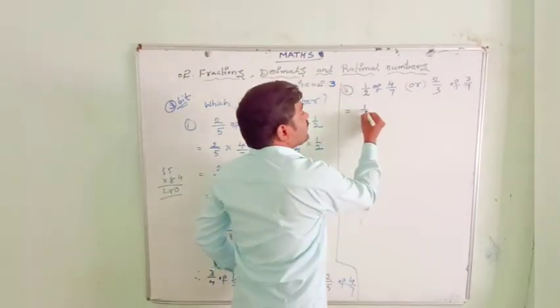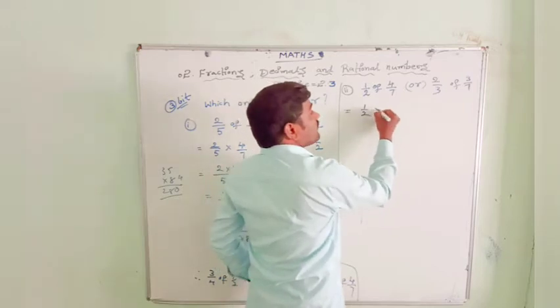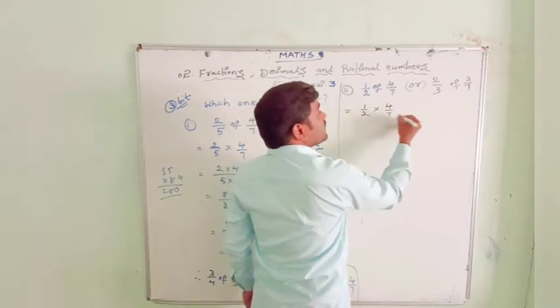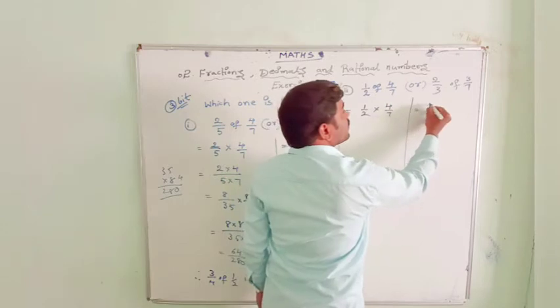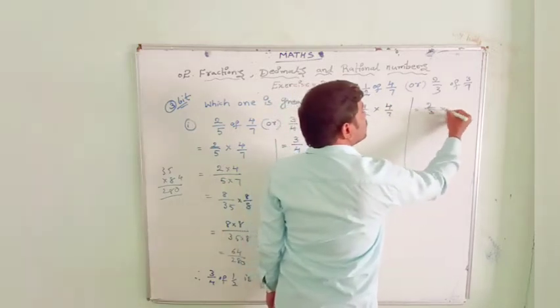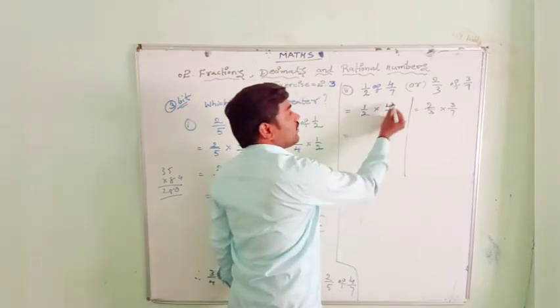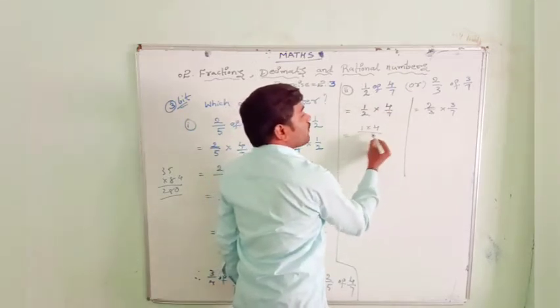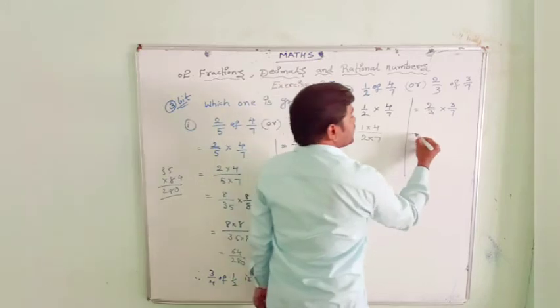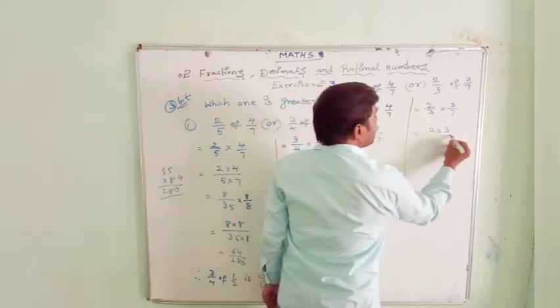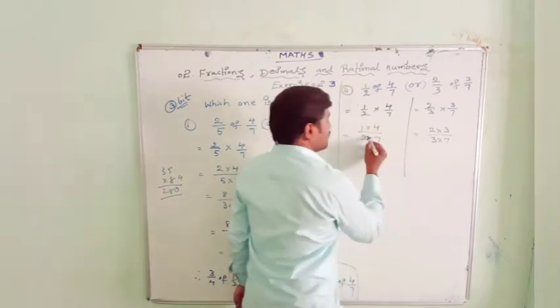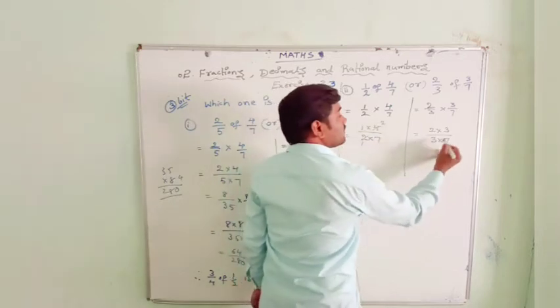Here 1 by 2 into 4 by 7. Now here 2 by 3 into 3 by 7. Now simply, directly we can find out here 1 into 4 by 2 into 7, and here 2 into 3 by 3 into 7. 2 ones are 2, twos are 4. 3 ones are 3, ones are.